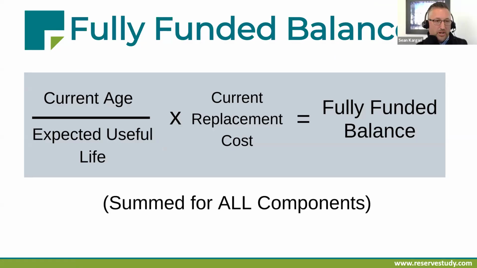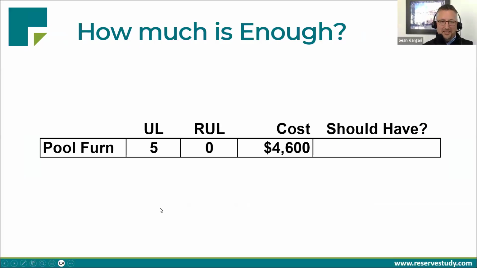For every one of your projects, the calculation is applied to them individually. So it's their current age divided by their useful life, multiplied by the current cost, and that equals their fully funded balance. I know this is a bunch of jargon at the moment, but we will illustrate this. This calculation is applied to each project individually. We tally up that total and then compare it to your reserves to arrive at your percent funded. But let's take a closer look at the calculation so it makes a little more sense.